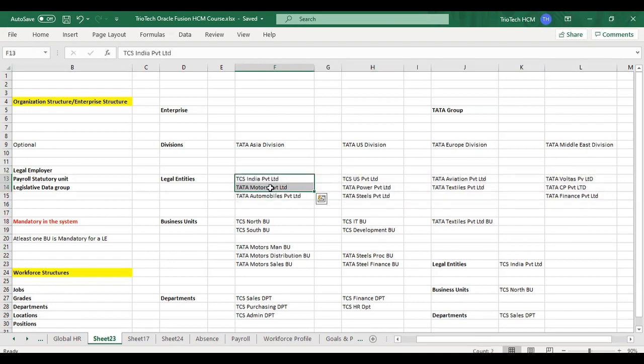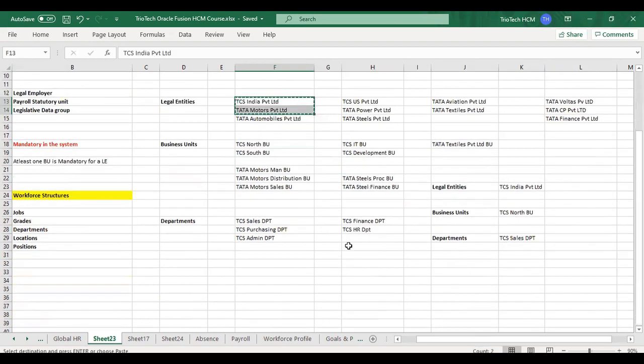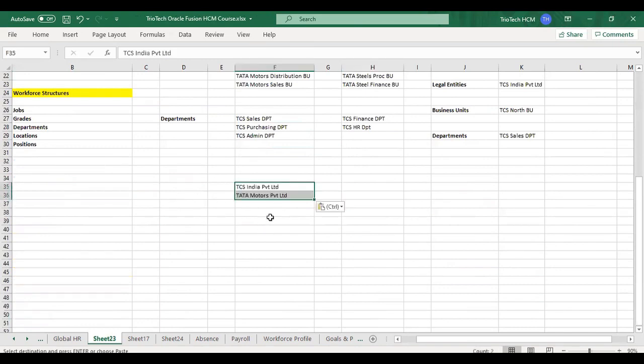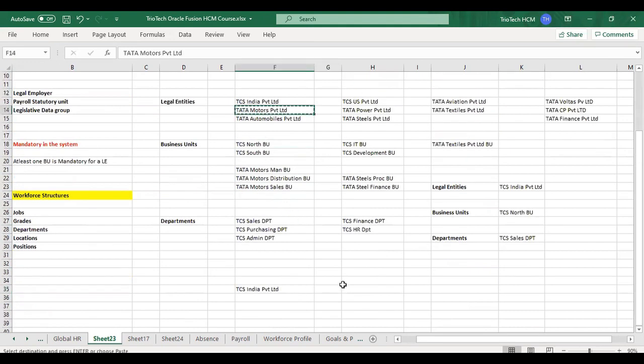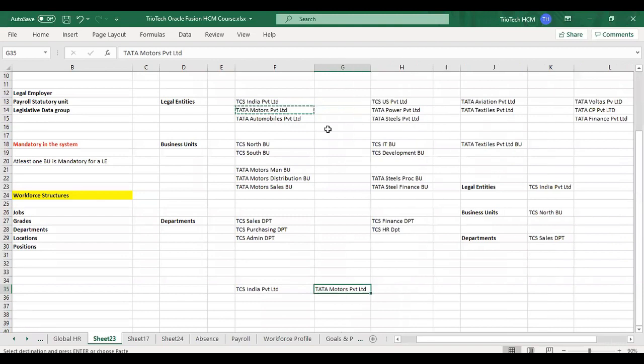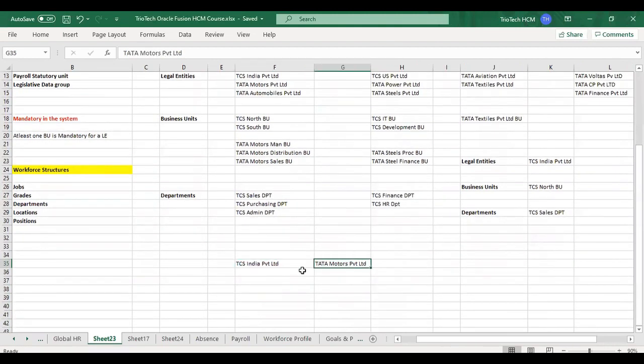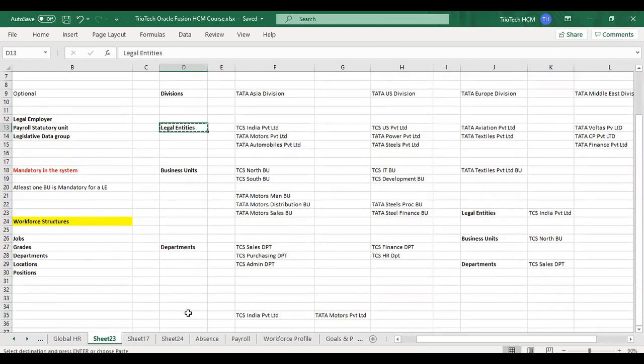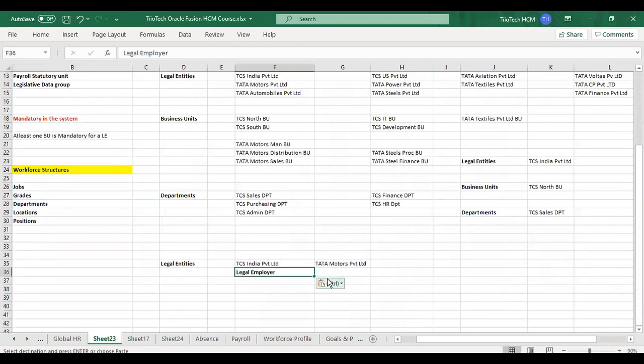Let's suppose two companies are there for my client in India, TCS India Private Limited and Tata Motors Private Limited. My client is telling me, when I go for an implementation, I have two companies, two legal entities, and you define them as legal employers also, because I want to recruit employees in them. So these two are legal employers also. In TCS India Private Limited, let's say 10,000 employees are working. In Tata Motors, 5,000 employees are working. That is the employee strength in each of the companies.